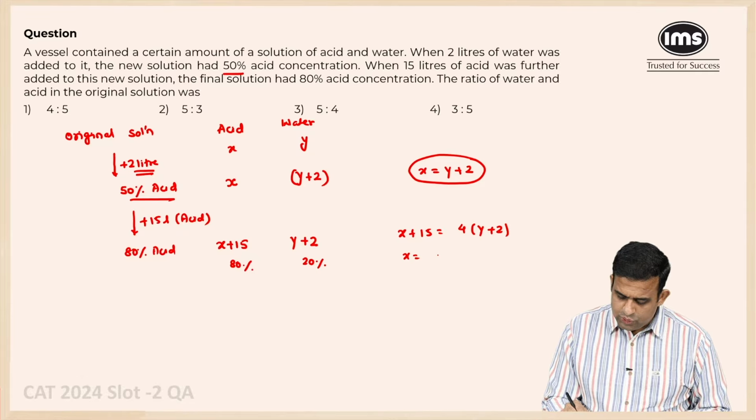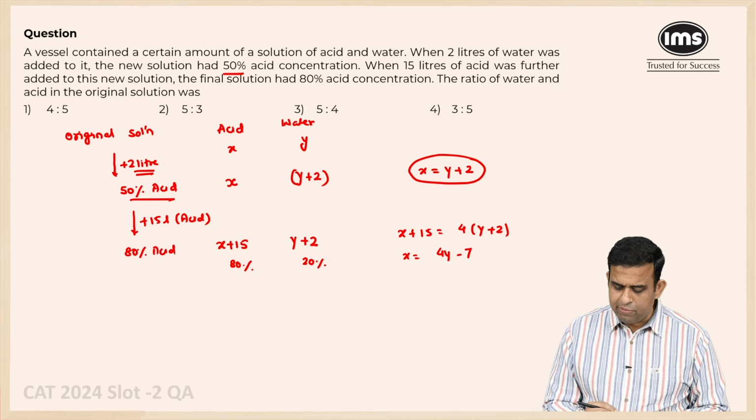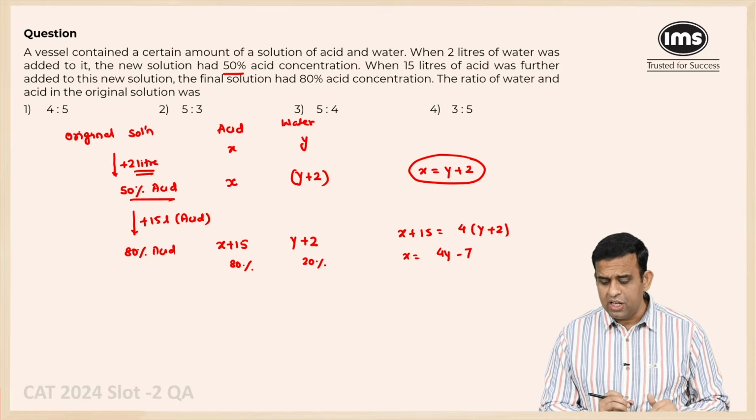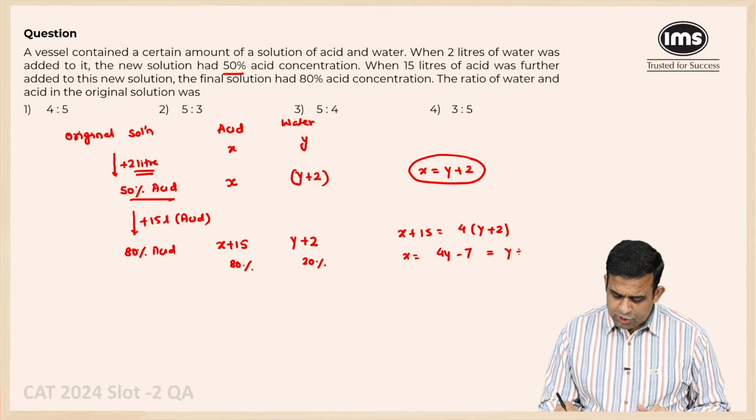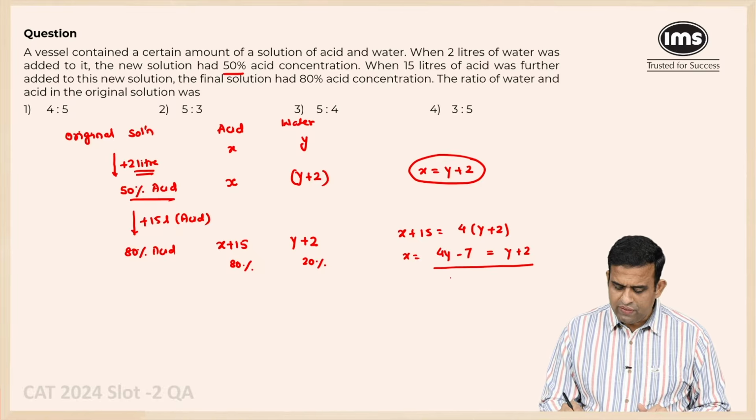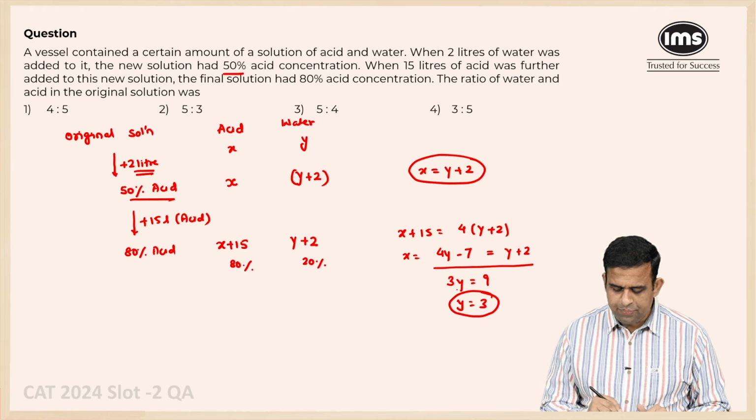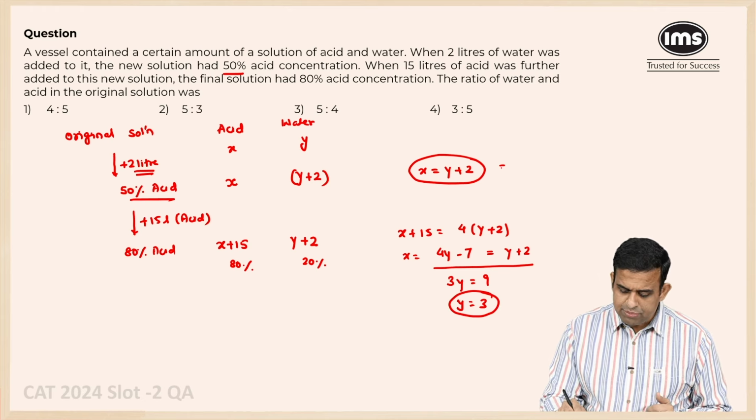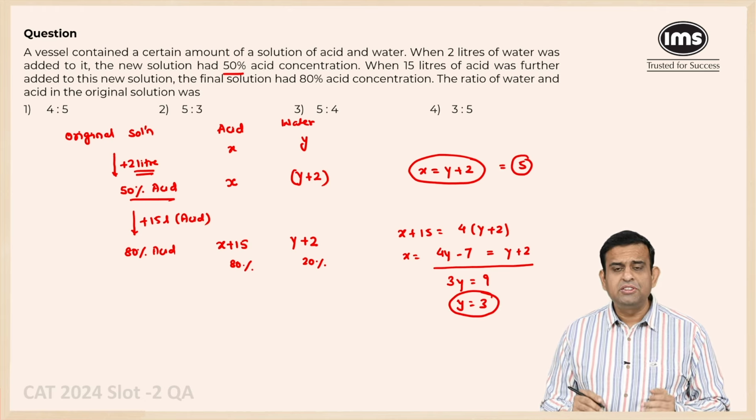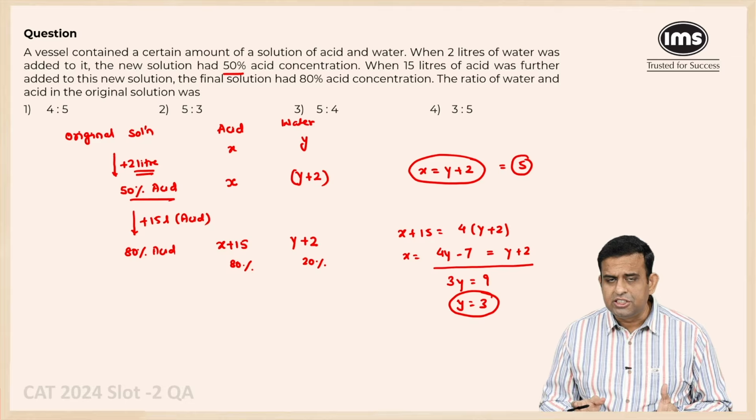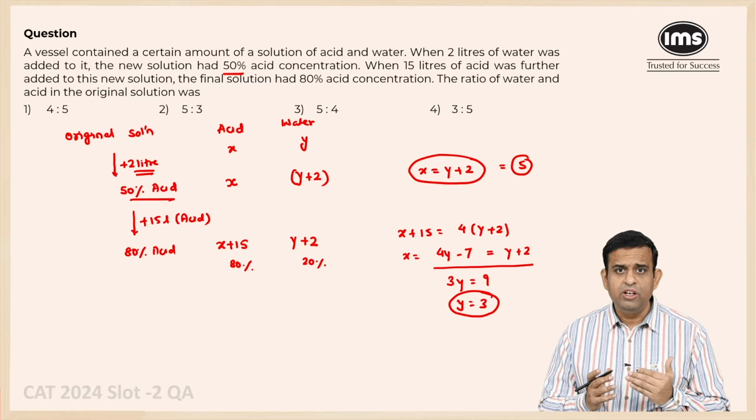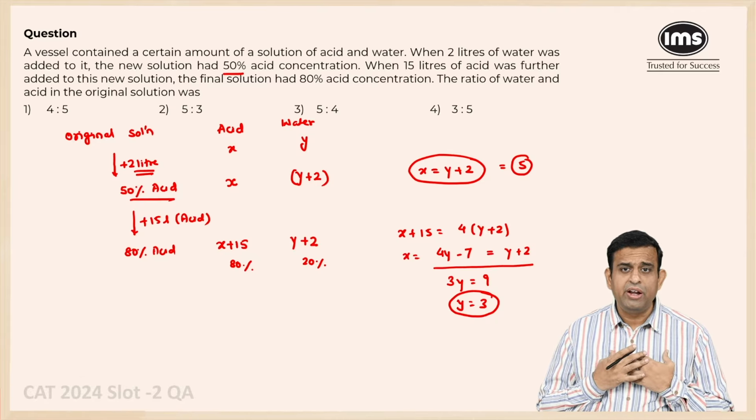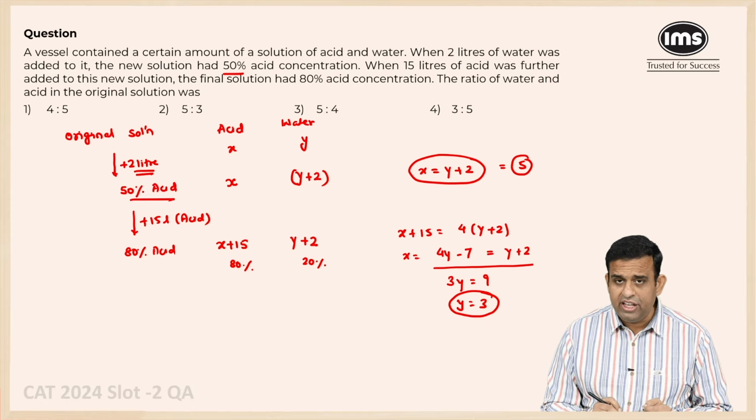So X would be equal to 4Y minus 7, because 4Y plus 8 minus 15 gives you 4Y minus 7. And since we know X is also equal to Y plus 2, I can easily find out the value. So 3Y would be equal to 9, Y becomes equal to 3. And if Y becomes 3, X becomes 5. That means the initial quantity of acid is 5, initial quantity of water happens to be 3. So people will mark 5 is to 3, and believe me, I also made the same mistake. I have not read the last part very carefully.